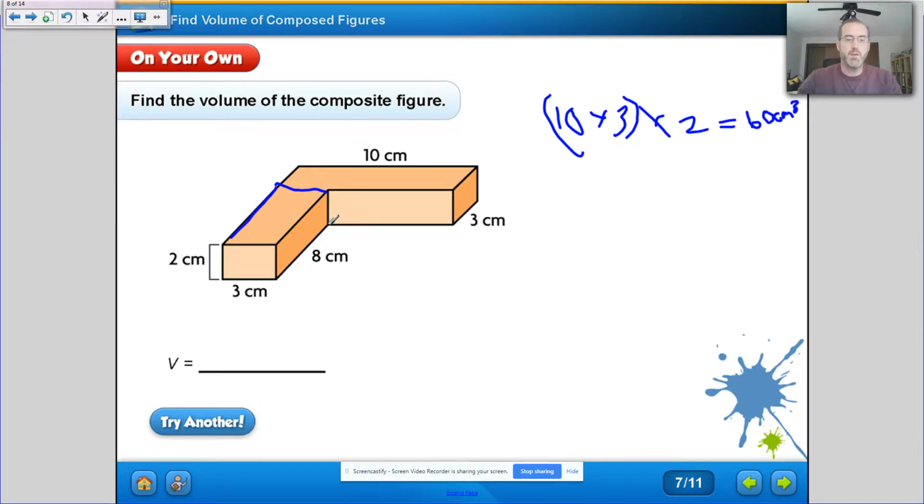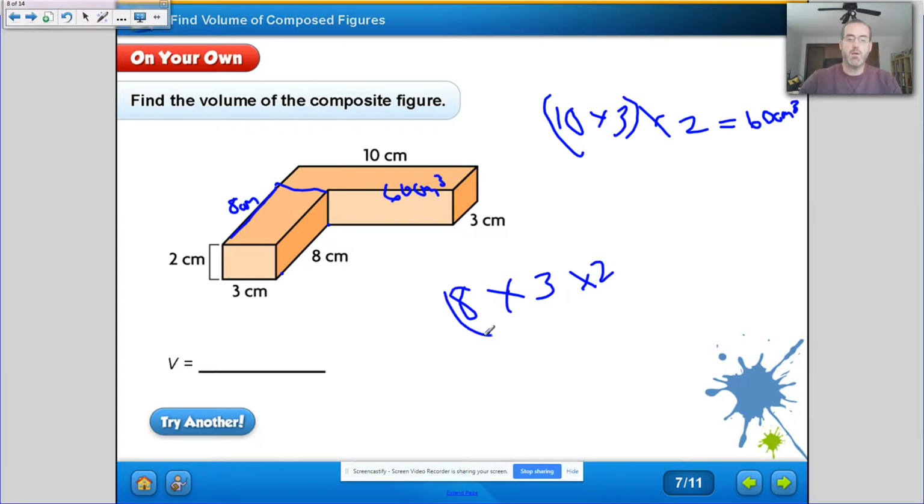Well, I know from here to here is 8 centimeters. So I know in a rectangular prism, this side is the same. So this side must be 8 centimeters. Okay. And then this, I know the height is 2 and the width is 3. So I'm going to figure out what this figure is because I know this piece is 60 centimeters cubed. So I know it's 8. It's the longest side. The width is 3. And the height is 2.